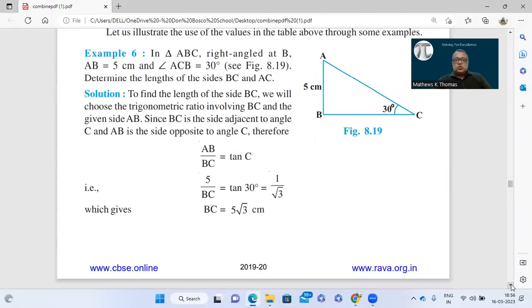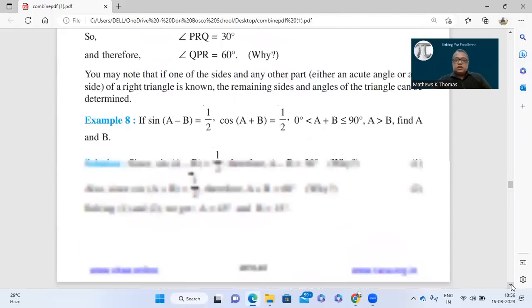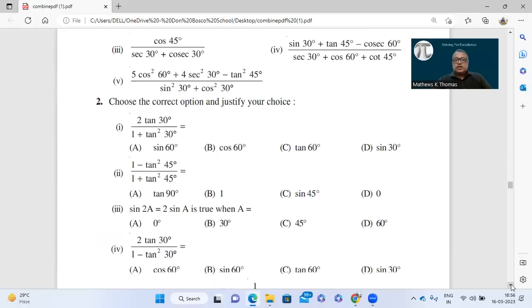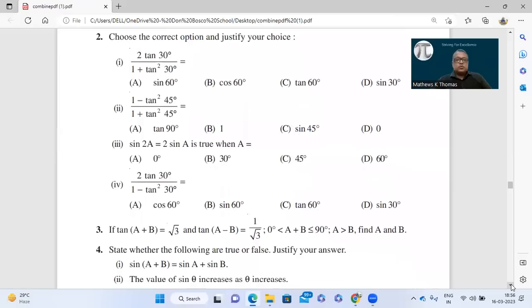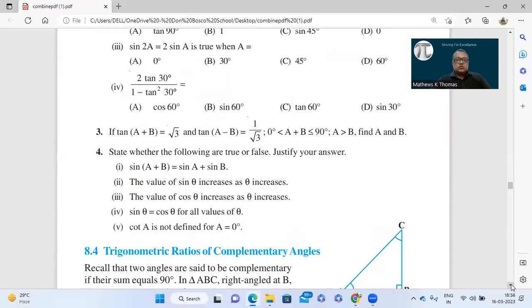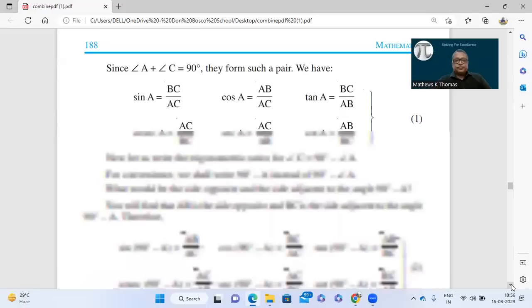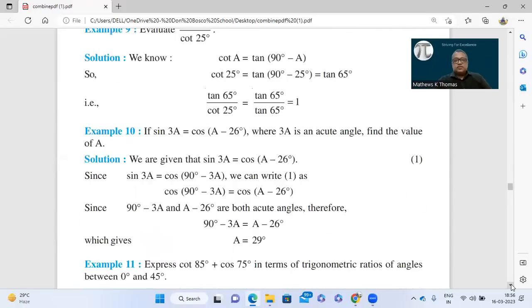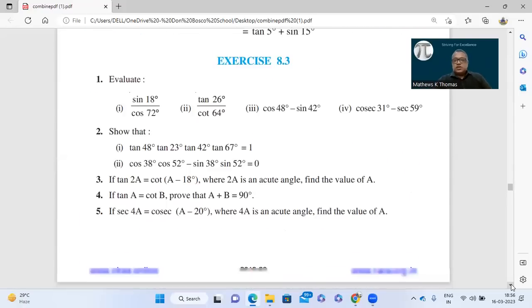So you may have difficulty in solving the second exercise. In the second exercise, you just have to substitute the values from the table. So you can either memorize it or you should know how to make the table. Here, question number 3 is important. Then the third exercise is deleted. This third exercise you don't have to do.